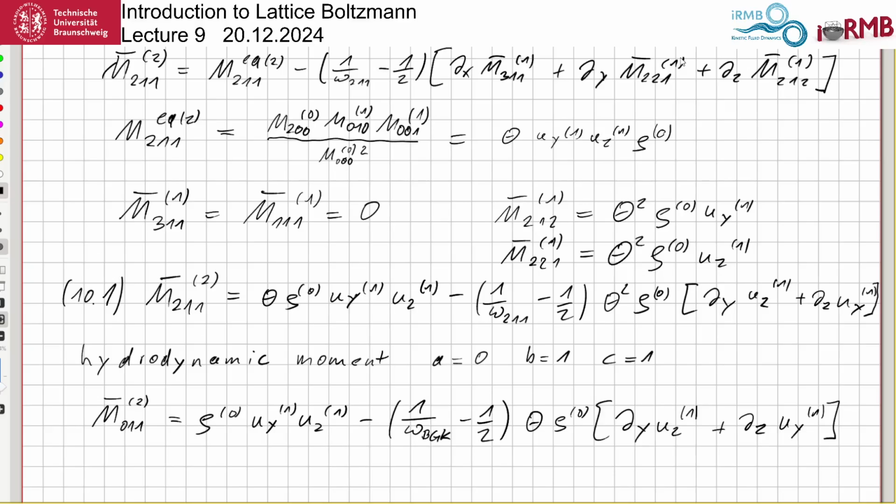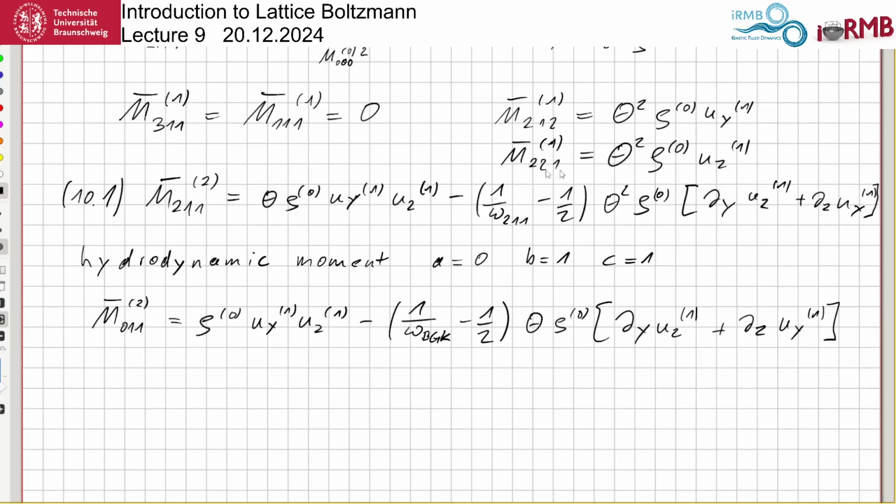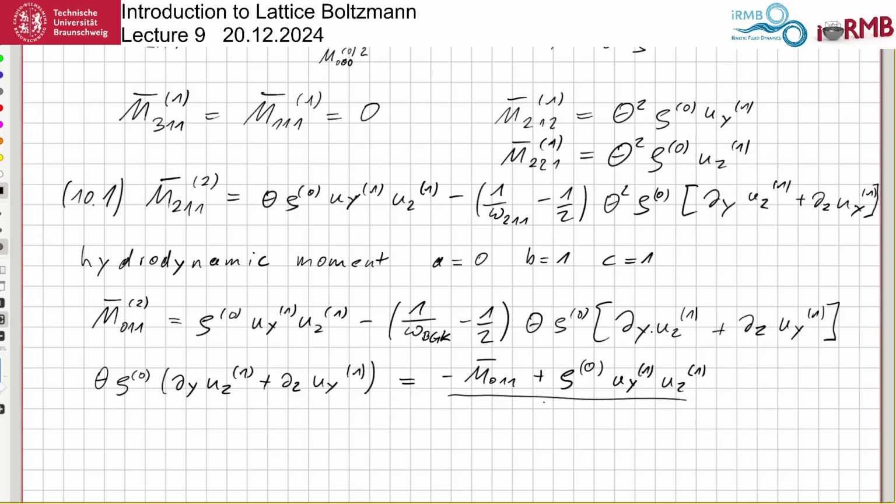Right. So now we can solve this for this term back here and say that theta rho 0 (dy uz first order + dz uy first order) is equal to minus m011 plus rho 0 uy first order uz first order, divided by 1 over omega bgk minus 1/2. Okay.